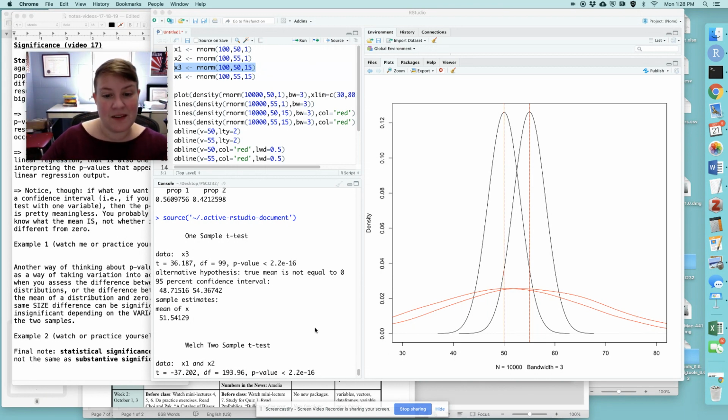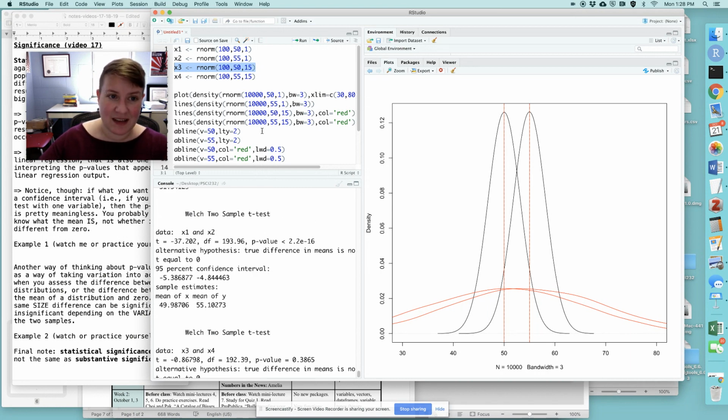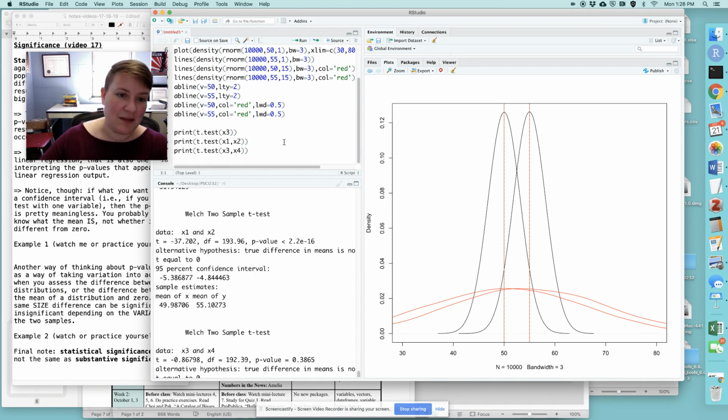so moving back over here to the console, here is a 2-sample t-test. Since these are independent samples, we do that with a comma. That's actually going to be rare in our analysis. So we run a t-test on x1, x2, those are the black ones, and we find that the 95% confidence interval is from -5.38 to -4.84, and guess what? That is a highly significant difference.